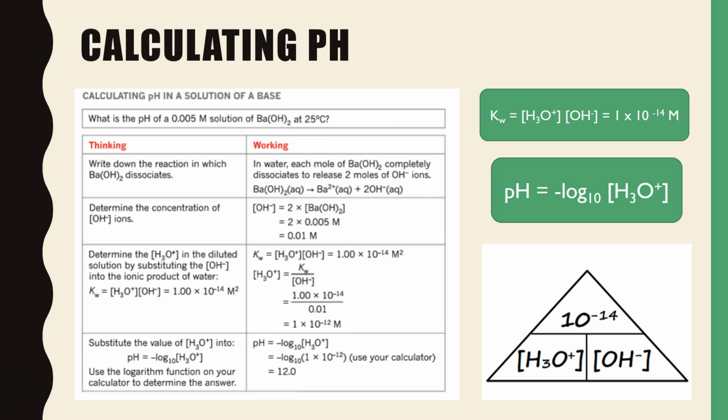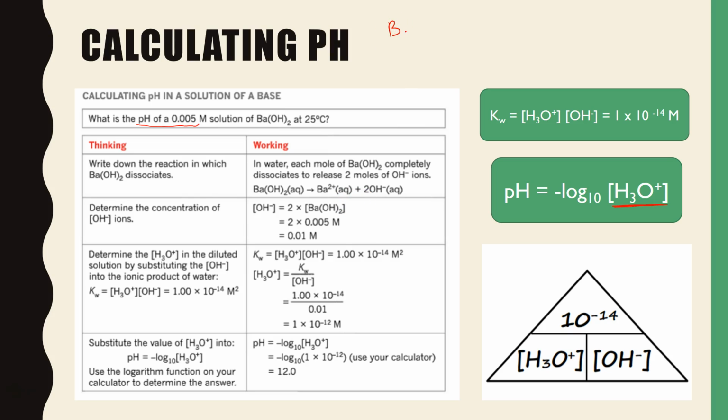Here we have a slightly more complex problem for calculating pH, where we're asked to calculate the pH of a base. You'll recall that the pH formula uses the concentration of hydronium. So we actually need to calculate the concentration of hydronium first before we can calculate the pH. In doing so, we need to always write our chemical equation.